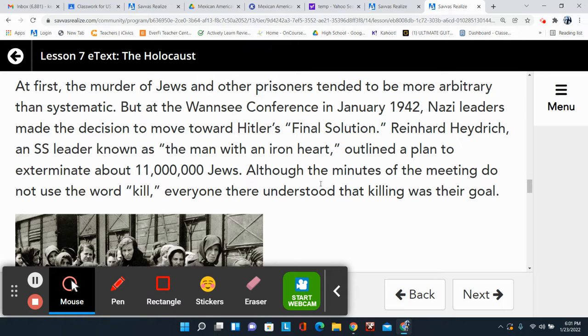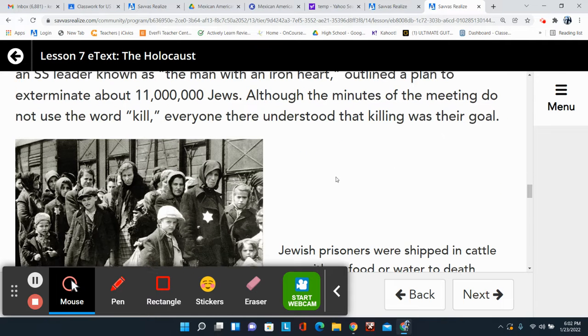But at the Wannsee Conference in January 1942, Nazi leaders made the decision to move forward towards what they called Hitler's final solution. Reinhard Heydrich, as SS leader, known as the Man with the Iron Heart, outlined a plan to exterminate about 11 million Jews. Although the minutes of the meeting do not use the word kill, everyone there understood that killing was the goal.